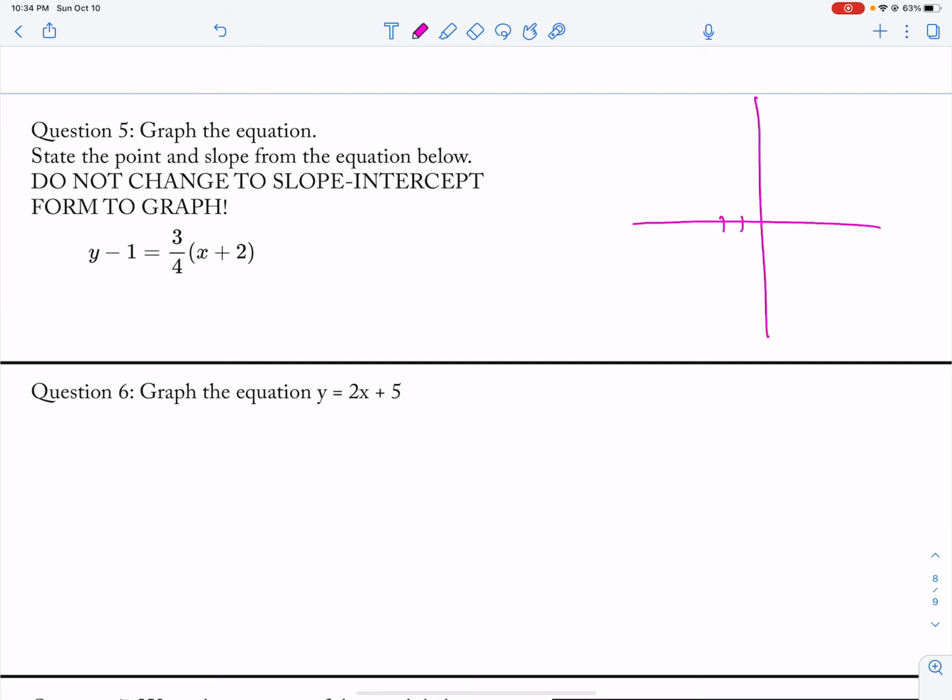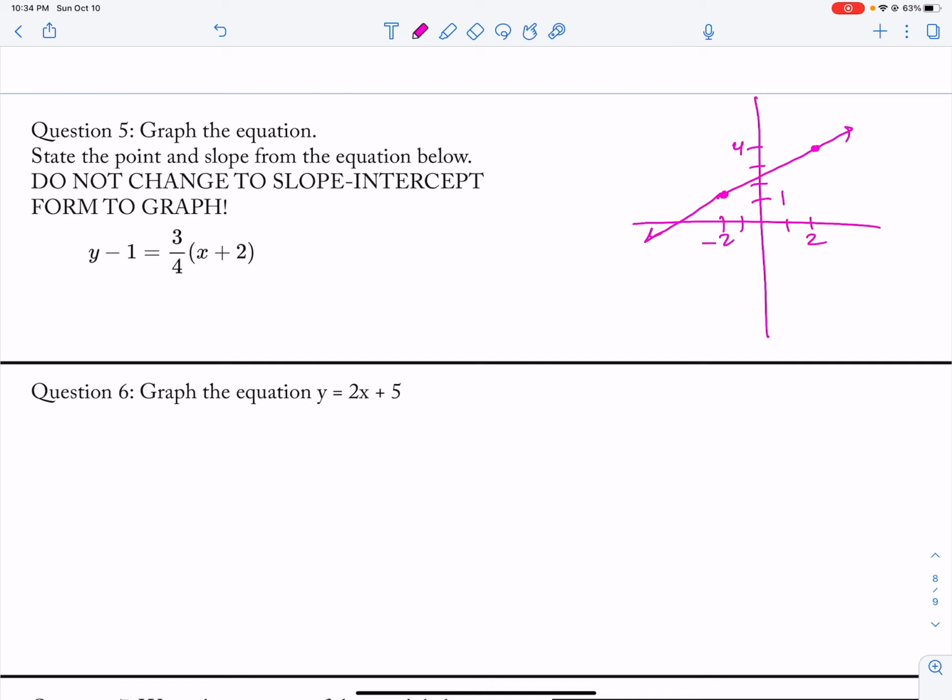So -2, +1 here. So -2, 1. And then I go up 3 and over 1, 2, 3, 4. And I mark my point here. So this is at 4.